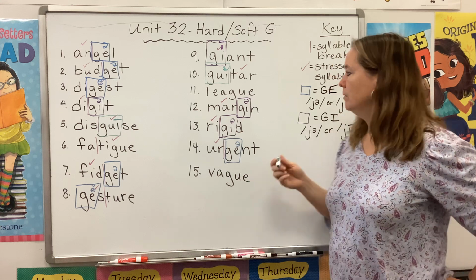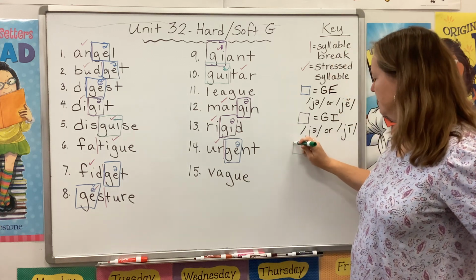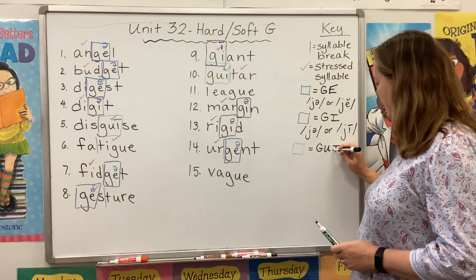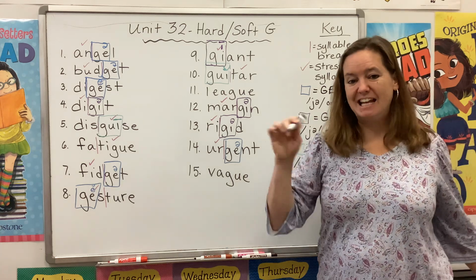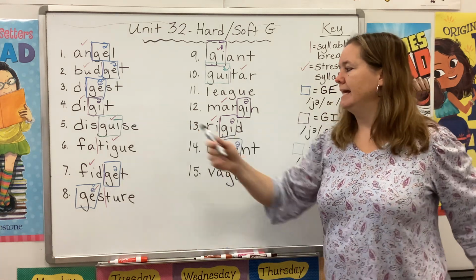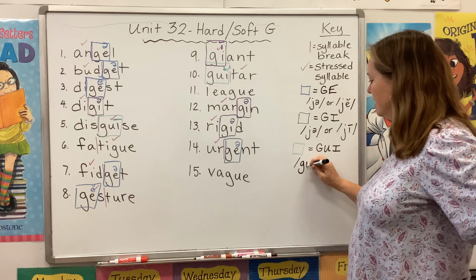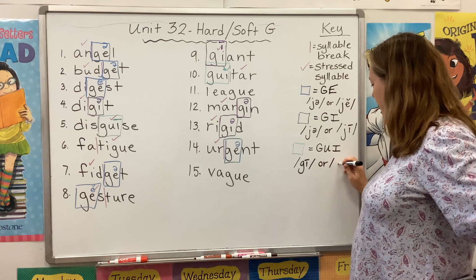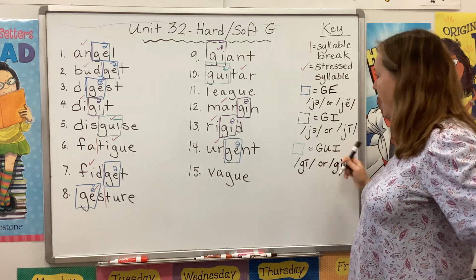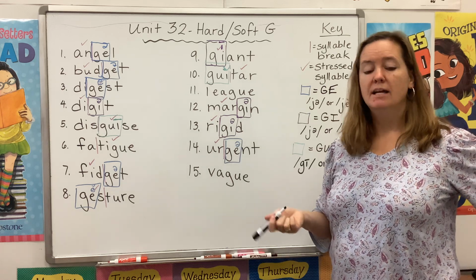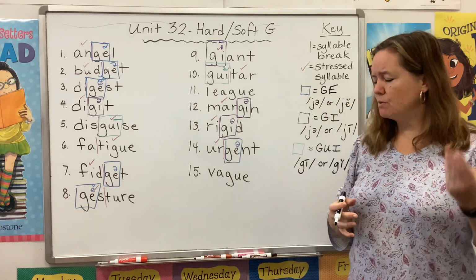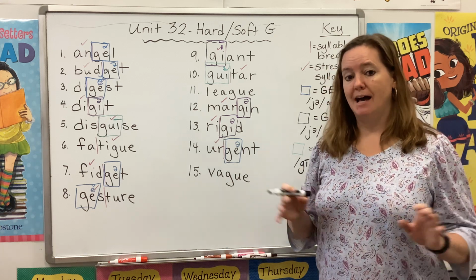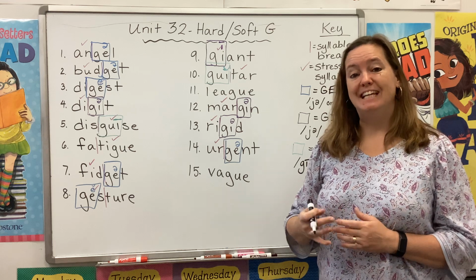Okay, so over here, green box equals GUI, and depending on what else is happening in the word, it can either make a long I sound, guy, or it can make a short I sound, get. Okay, so nothing tricky there. We're just reminding ourselves that that U is acting as a buffer zone to keep the G and the I separate. Now we see this with GE words as well.